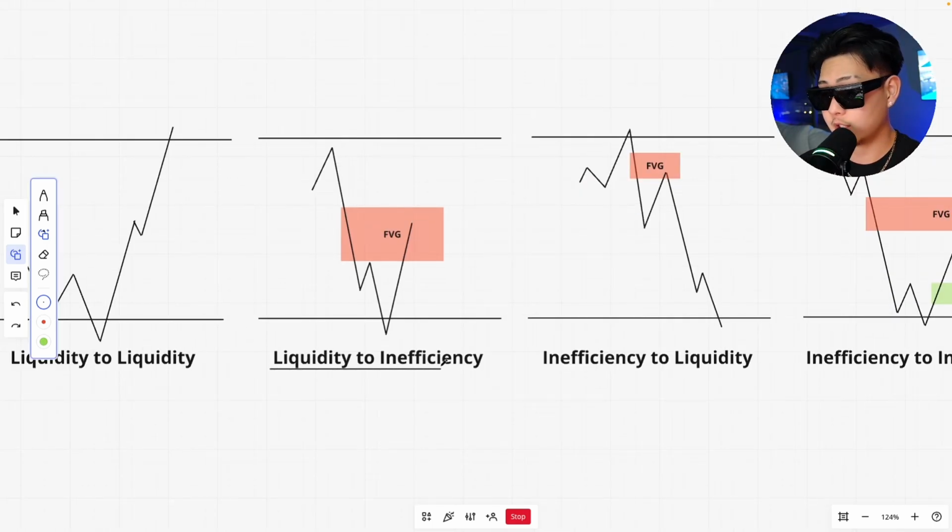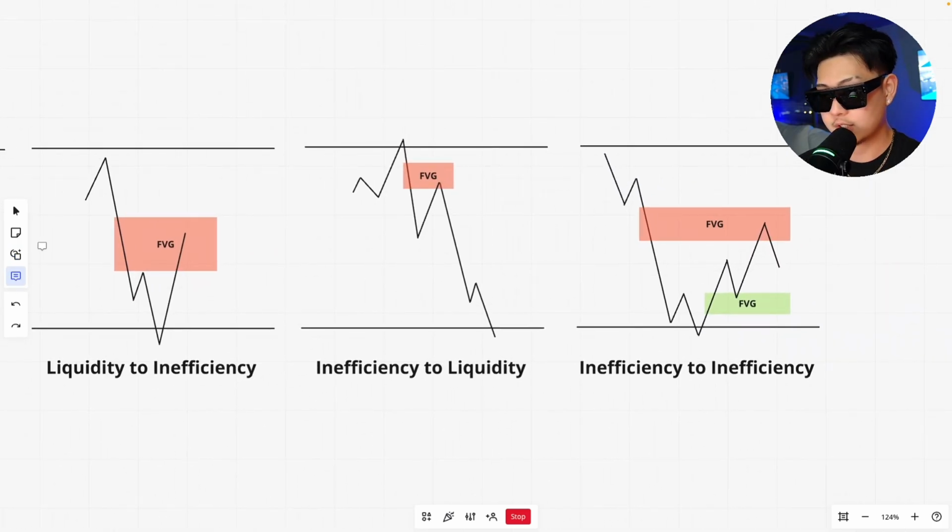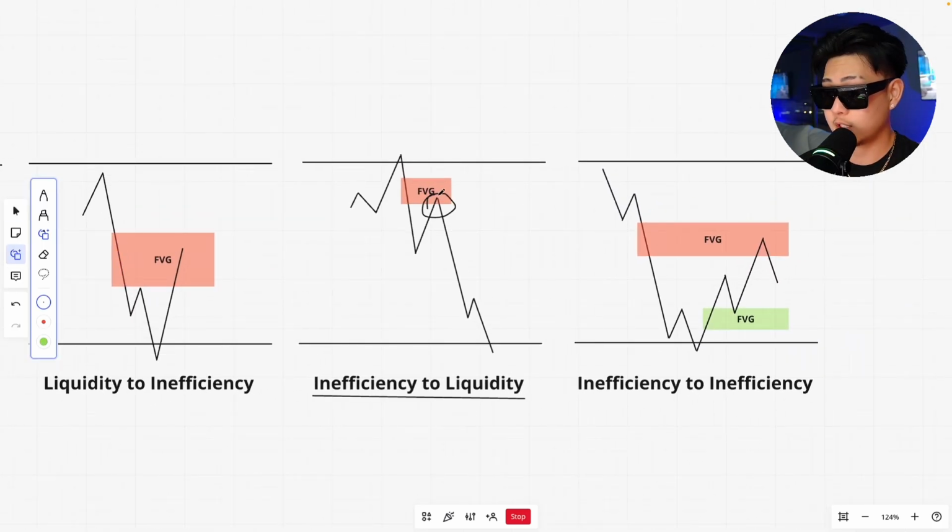Next, we have liquidity to inefficiency. So you'll notice here, price came down. As it was coming down, it left a bearish fair value gap, and then we swept sell side liquidity down here, and we traded back up into this bearish fair value gap. So that's an example of liquidity to inefficiency. And then inefficiency to liquidity, price traded up into this inefficiency, this bearish fair value gap, and then came down to target the nearest low. So this liquidity resting below there.